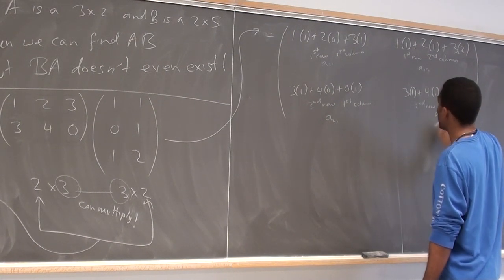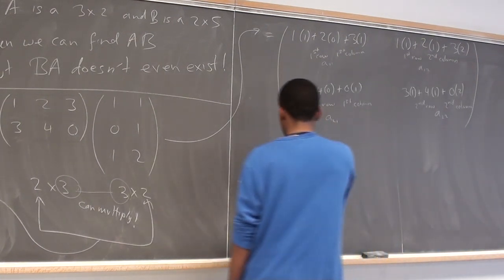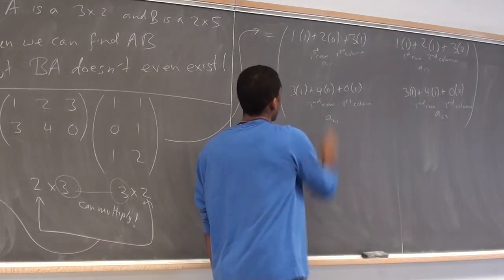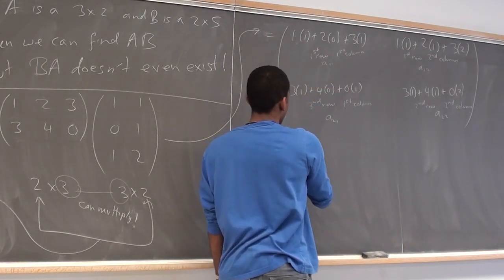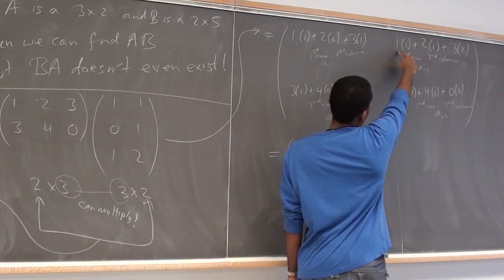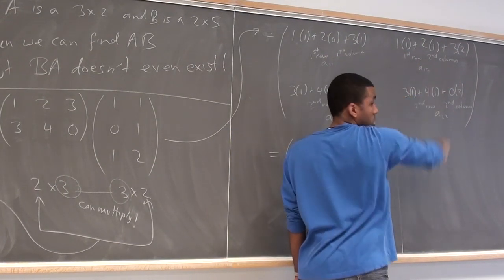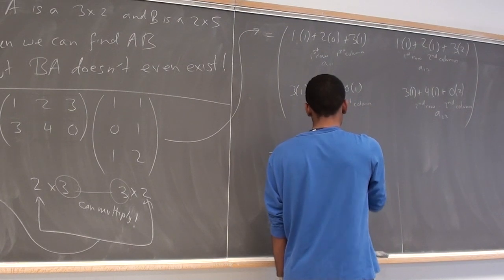This gives me the A2 2 term. So the product of this matrix actually looks like 1 plus 3, that's 4. 1 plus 2 plus 6, that's 9.